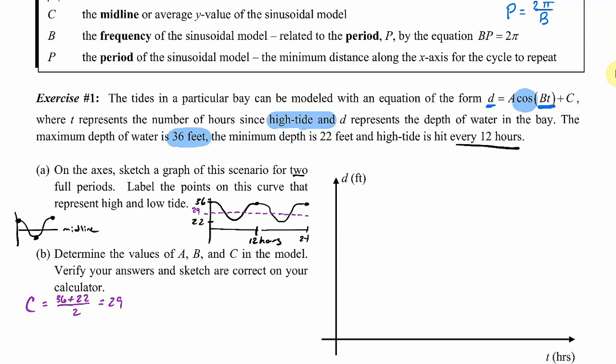Now we should be going both up and down by the same amount from there to get our amplitude. If I go up 7, I get to 36. If I go down 7, I get to 22. So our amplitude is 7, and a itself is positive because we're starting up at the top of our curve as opposed to upside down. So we've got c and we've got a. Now we need the value of b. Again, period equals 2 pi over frequency. Well, we know the period. The period is 12 hours. So we can use that to solve for b.